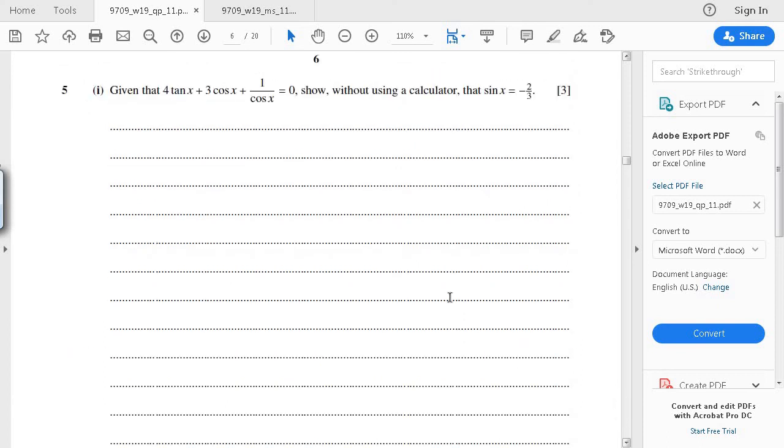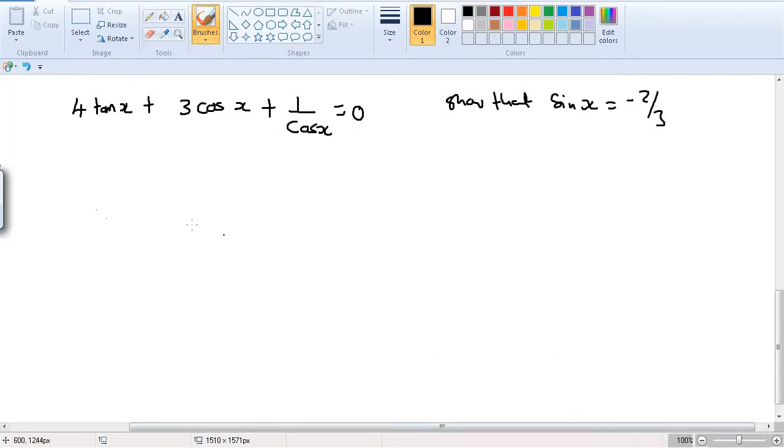Question 5 is: given that 4 tan x plus 3 cos x plus 1 over cos x is equal to 0, show without using a calculator that sin x is equal to minus 2 over 3. So that's what we're going to try and solve in this video.